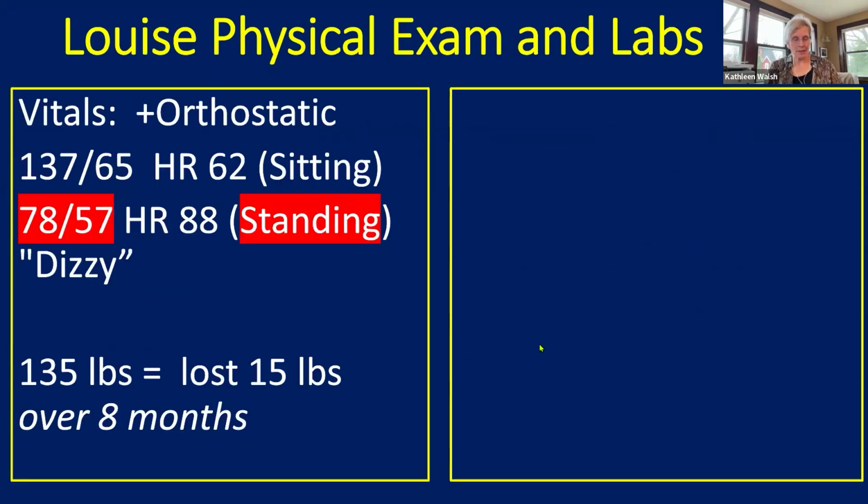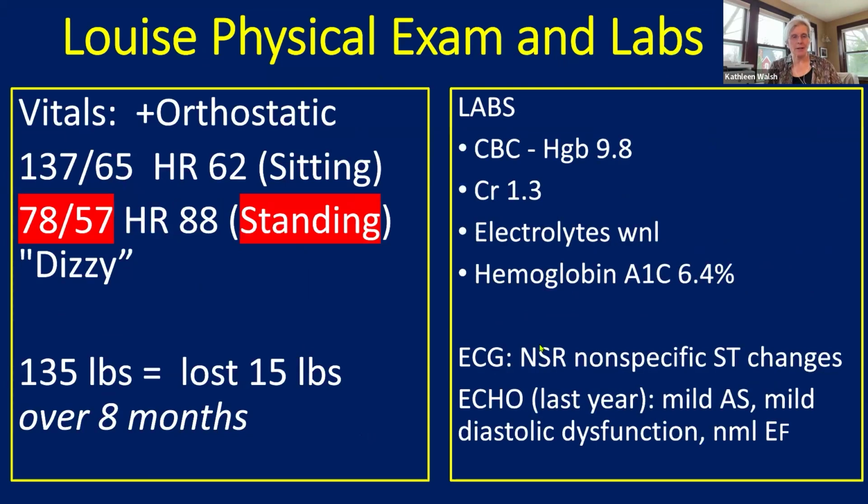So for Louise, like I say, we always get orthostatic vital signs. And for her, sitting, she's 137/65, heart rate is 62. We stood her up in about 3 minutes. She actually dropped pretty quickly, 78/57, and a heart rate of 88. The other factor we looked at is weight. We always look back on her weight. She's lost 15 pounds in the last 8 months. Those are her labs, and then we get an EKG, and for a lot of patients, we've had an echocardiogram as well. And those all look pretty good right there.